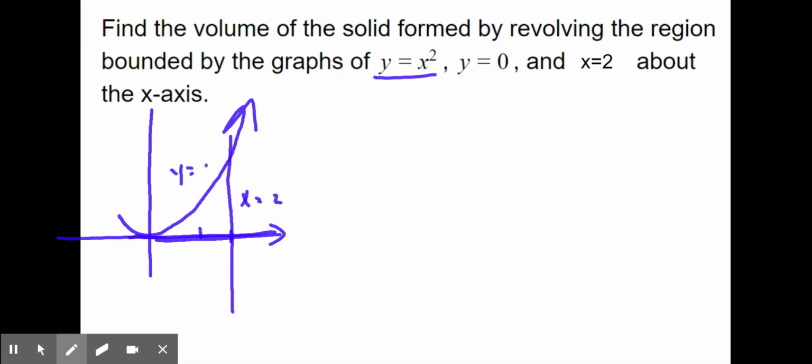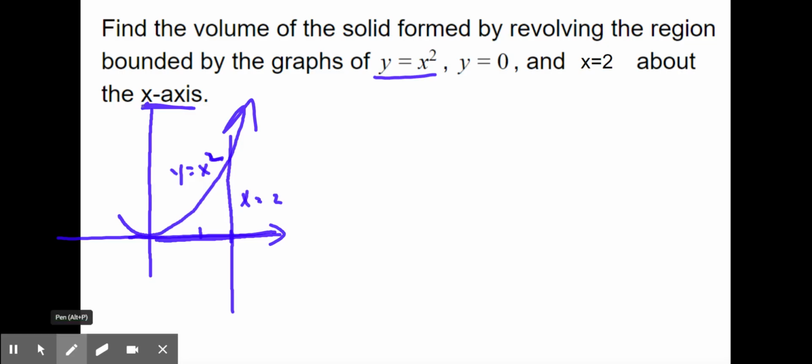There's y equals x squared. So my region is kind of like a triangular looking region. It's not quite triangular because the x squared graph is curved, but it's this region right in here, where my pointer is pointing. We're going to take that region and revolve it about the x-axis. It tells us to revolve it about the x-axis.